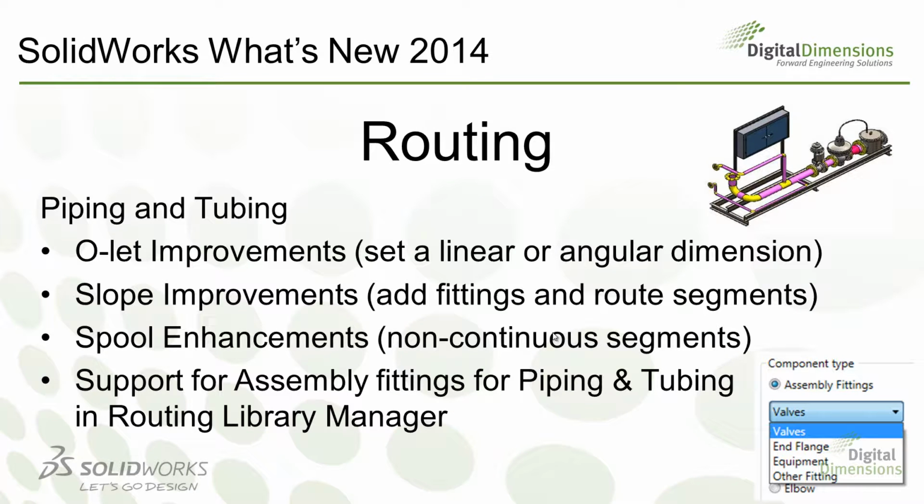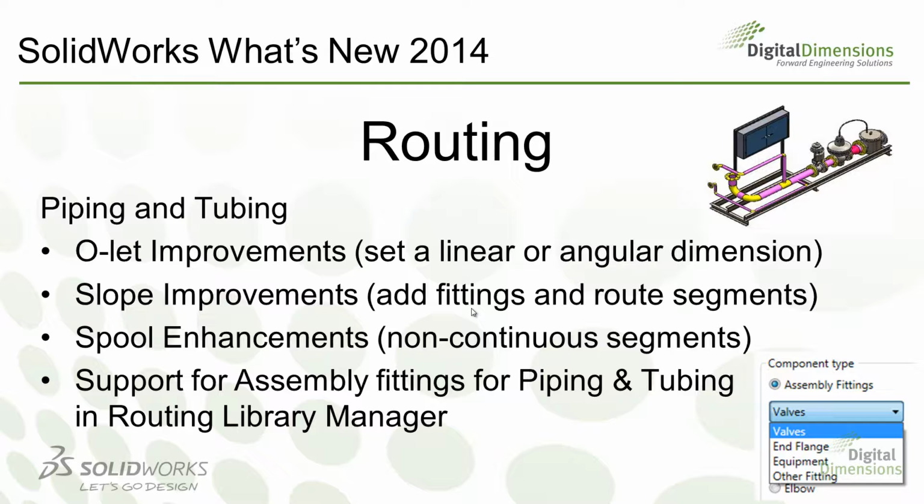Next I'm going to go over what's new on the piping and tubing side of routing. First I'm going to go over the OLETs, that's weld OLET and thread OLET improvements on being able to add linear and angular dimensions. I'm going to go over how you can now modify a slope and add fittings and add route segments. And then spool enhancements: you can now add components that aren't all continuous segments. They can be broken up in multiple non-continuous pieces now. And you can also include components and hangers and other things that you couldn't add before.